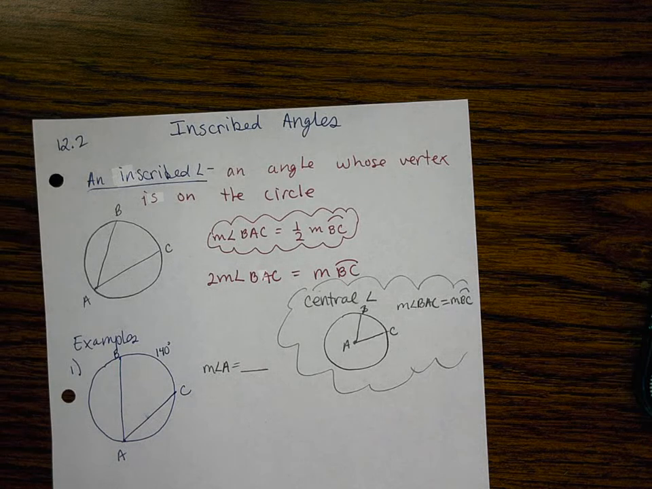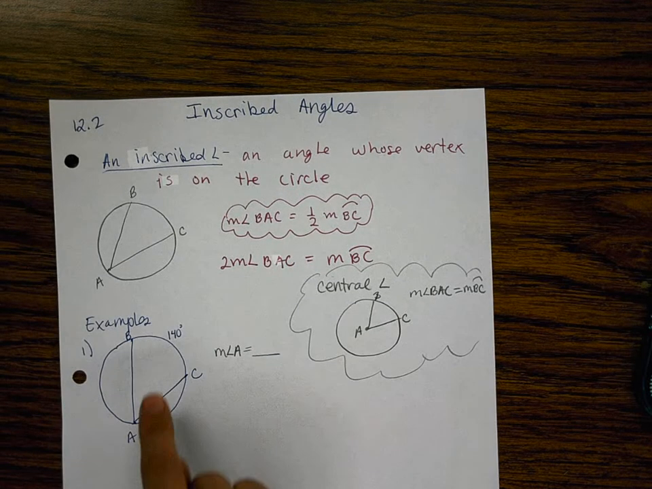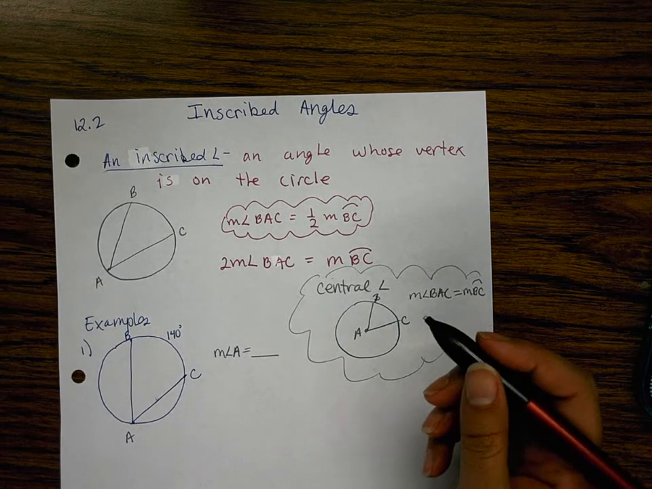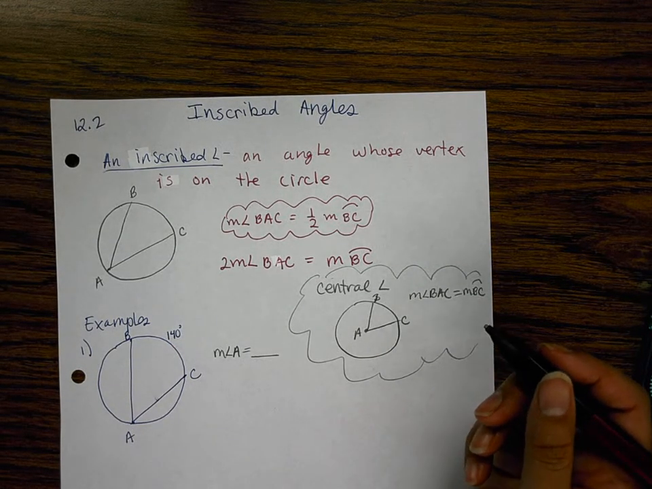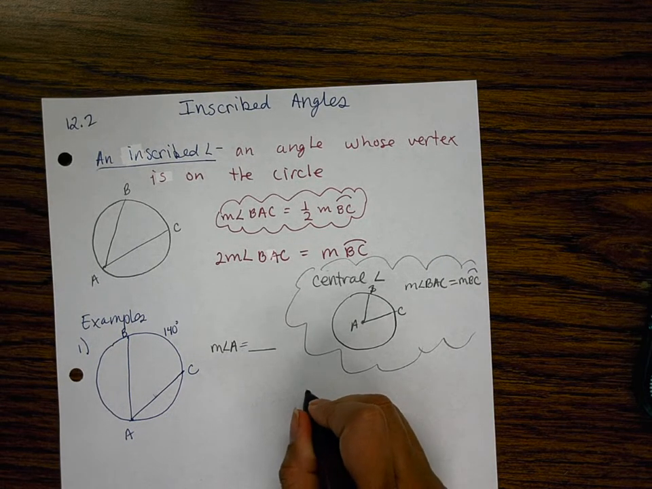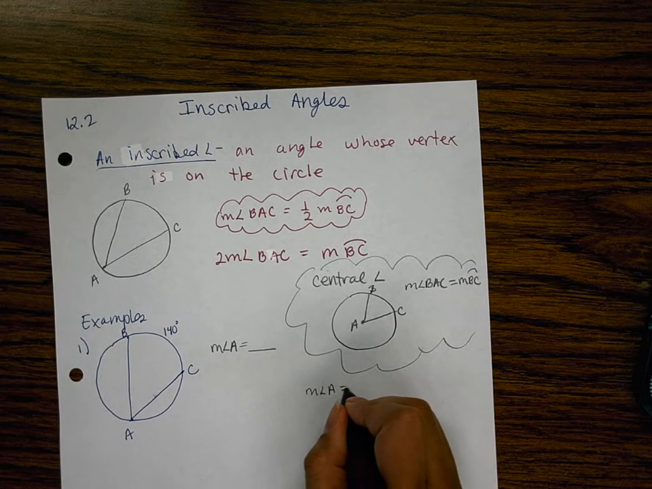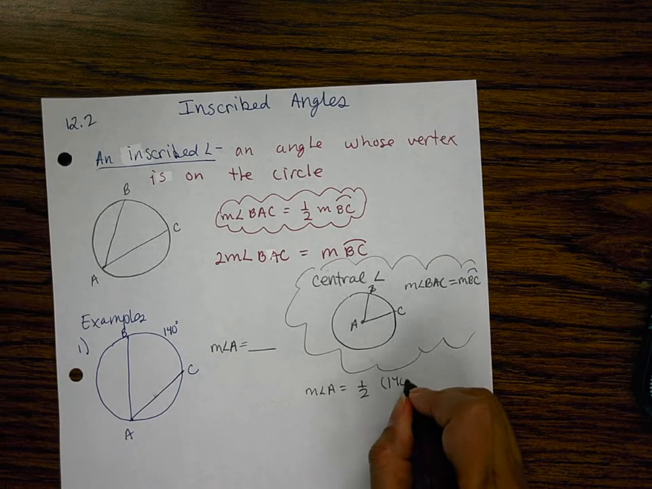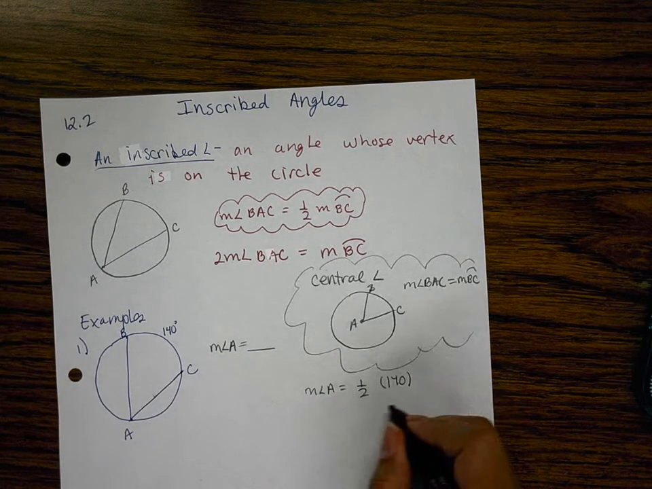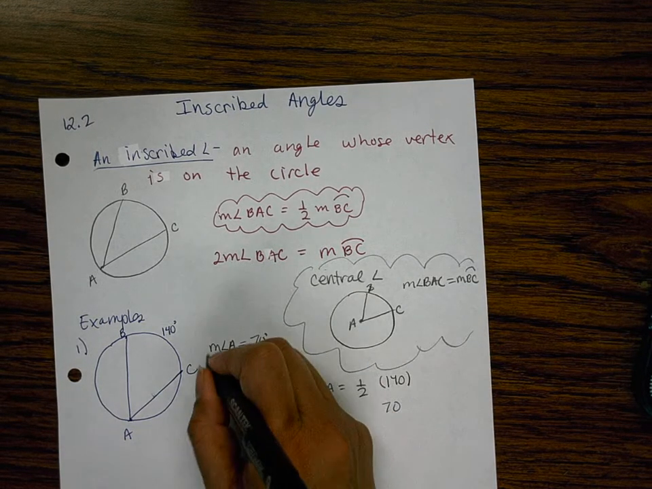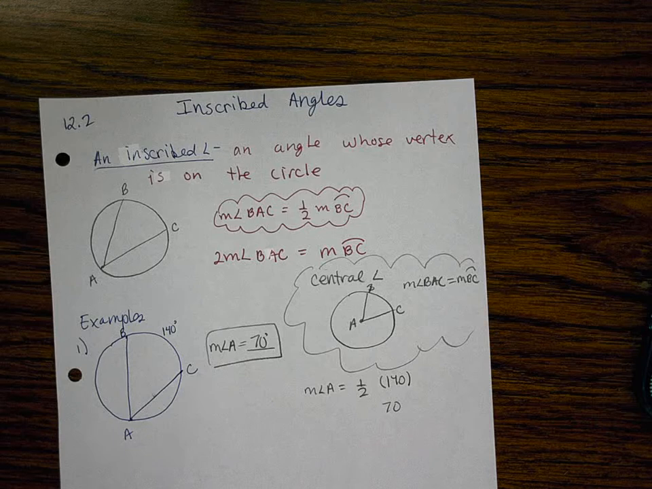Okay, so this is pretty easy. The measure of angle A is going to equal half of this arc. I'm going to write that down. The measure of angle A is going to equal half the arc BC. So half of 140, and half of 140 is 70. So this answer up here is 70. Pretty easy.